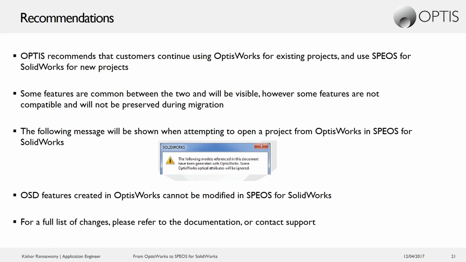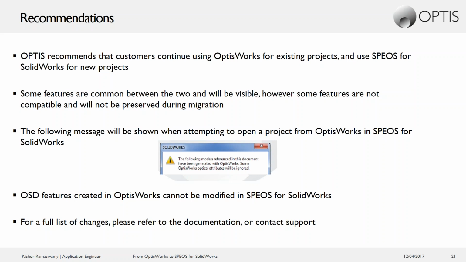Some recommendations for this new platform. What we recommend is that customers continue using OPTISWORKS for existing projects and start using SPEOS for SOLIDWORKS for new projects. So any new models that you're building, we would recommend that you switch over to the new SPEOS for SOLIDWORKS platform. But for old models that you are currently working on, stay within the OPTISWORKS platform.